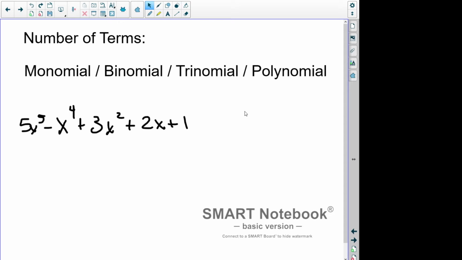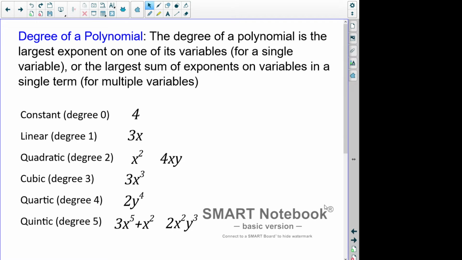Okay, so we'll have a polynomial with 5 terms, polynomial with 4 terms, polynomial with 6 terms. The only special names we have are just for 1, 2, and 3 terms. So monomial, binomial, and trinomial. And then we can also talk about the degree of a polynomial. When we look at the degree, what we're looking at is the largest exponent of one of the variables. If there's just one variable, it's just the biggest degree, the biggest exponent. If there's multiple variables, it's the sum of those exponents that are being multiplied together.